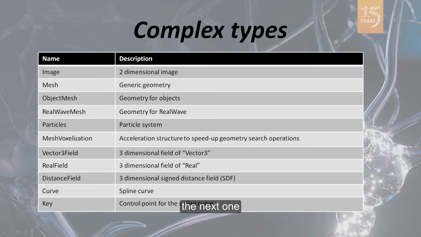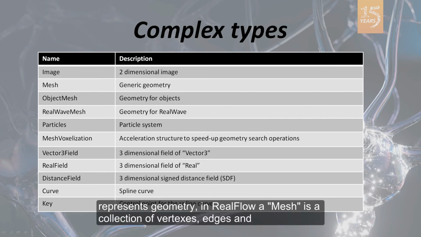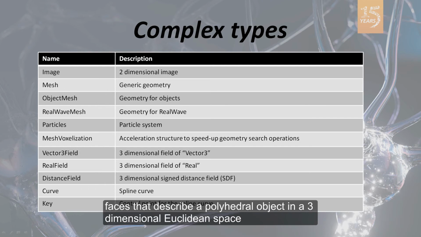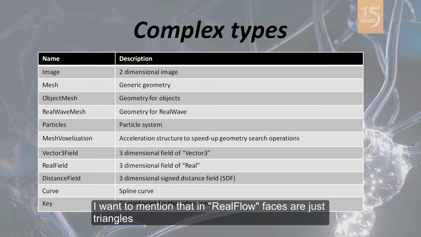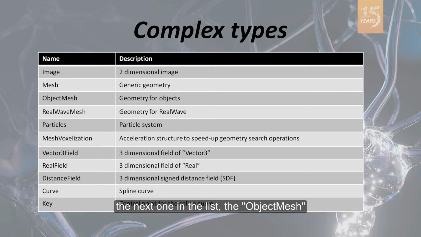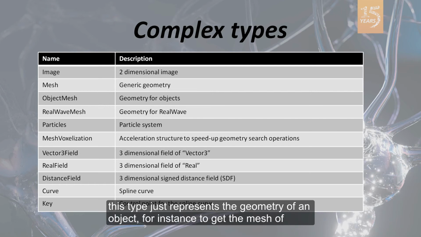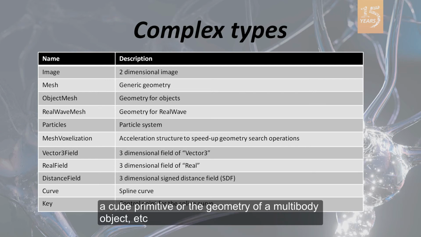The next one, the mesh type, represents geometry. In RealFlow, mesh is a collection of vertices, edges, and faces that describe a polyhedral object in a three-dimensional Euclidean space. I want to mention that in RealFlow the faces are just triangles. Next one in the list, the object mesh. This type just represents the geometry of an object. For instance, to get the mesh of a cube primitive or the geometry of a multi-body object, etc.